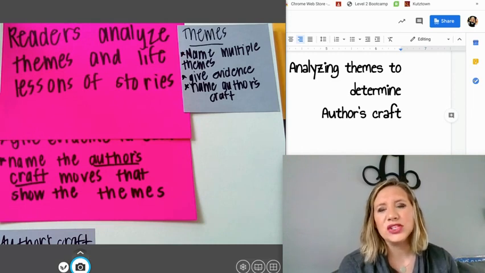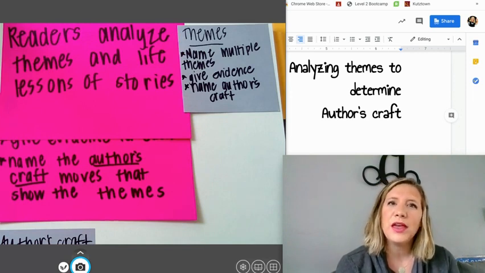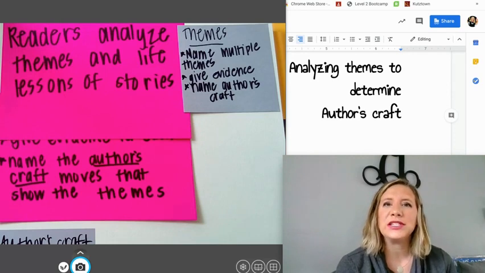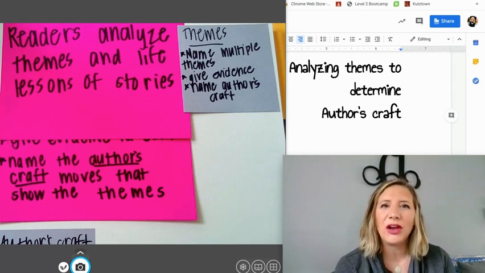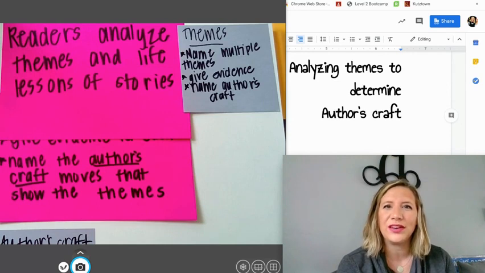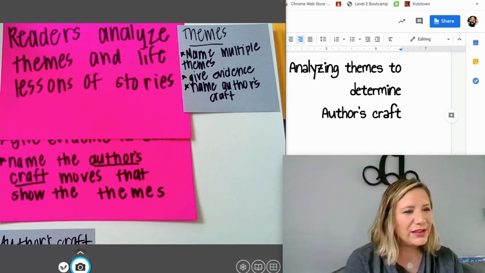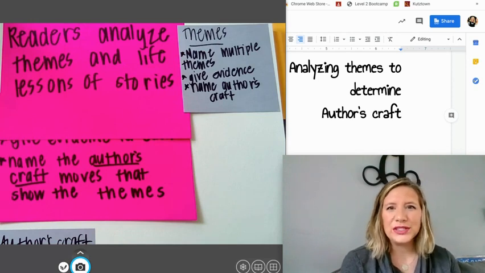Today, I want to remind you that when we work to analyze and we work to develop author's craft, we want to not only unpack the evidence, but then we want to state why we think that the author might have written what they've written, to help us understand the story. So when we do that today, we're going to continue to think about those themes.